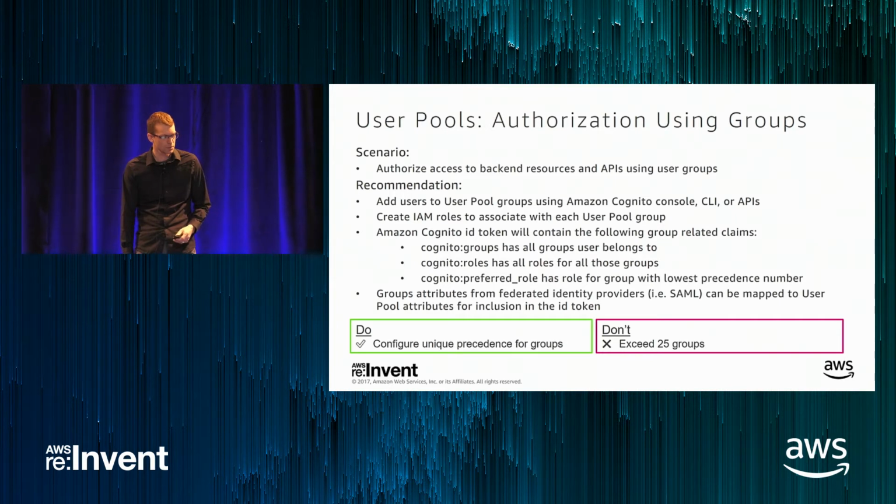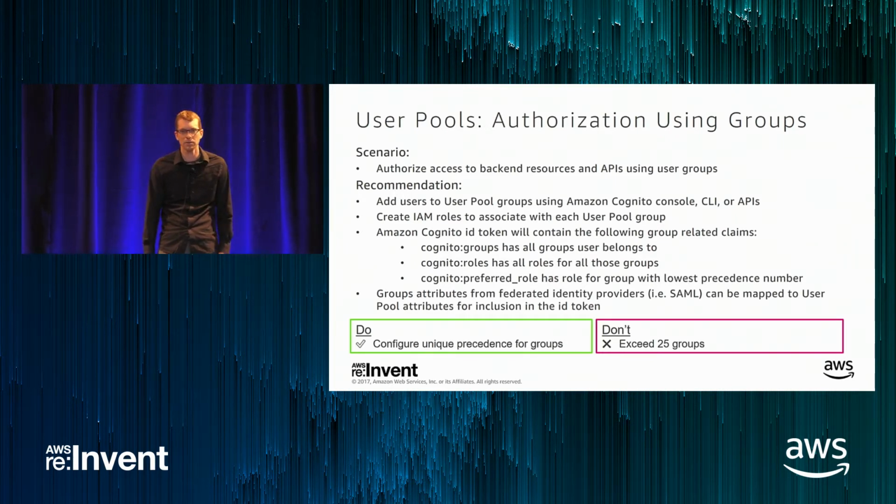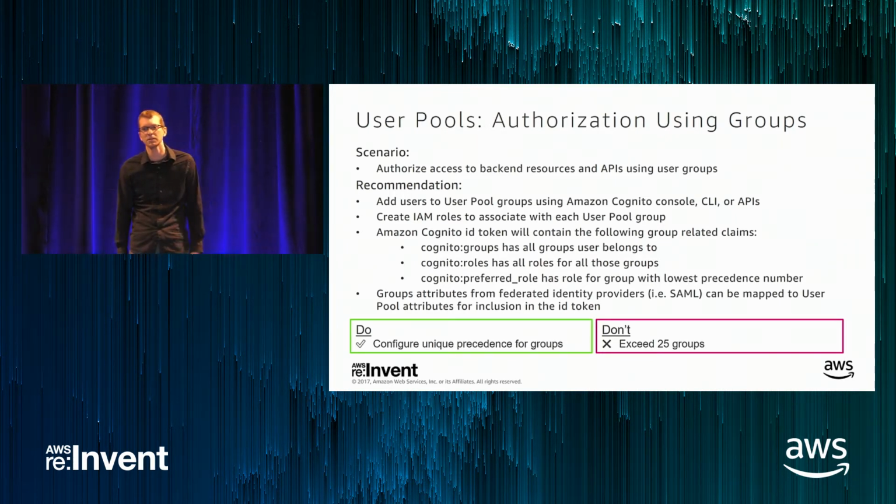So do's and don'ts, go ahead and set precedence on those groups so that the service can decide which role to assume, and we don't have to kick it out to you. If you have a conflict, you have to pick one or the other. And also, just to set expectations, by default, we only support up to 25 groups. So if you're looking for much more groups than that, it's a soft limit, we can raise it, but keep it in that ballpark.